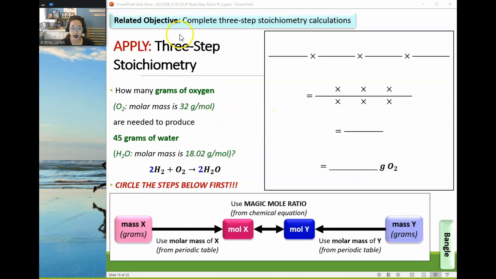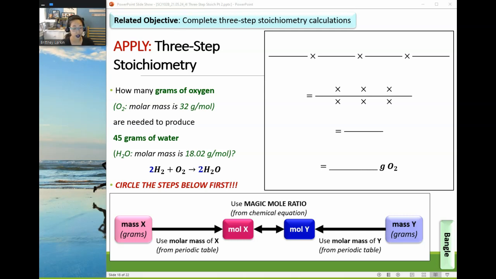All right, so let's try this last problem. This last problem you need to be able to finish on your own. So make sure you understand how to do 3-step stoichiometry, especially since you will need to be able to do this on your exam all by yourself. So how many grams of oxygen are needed to produce 45 grams of water?